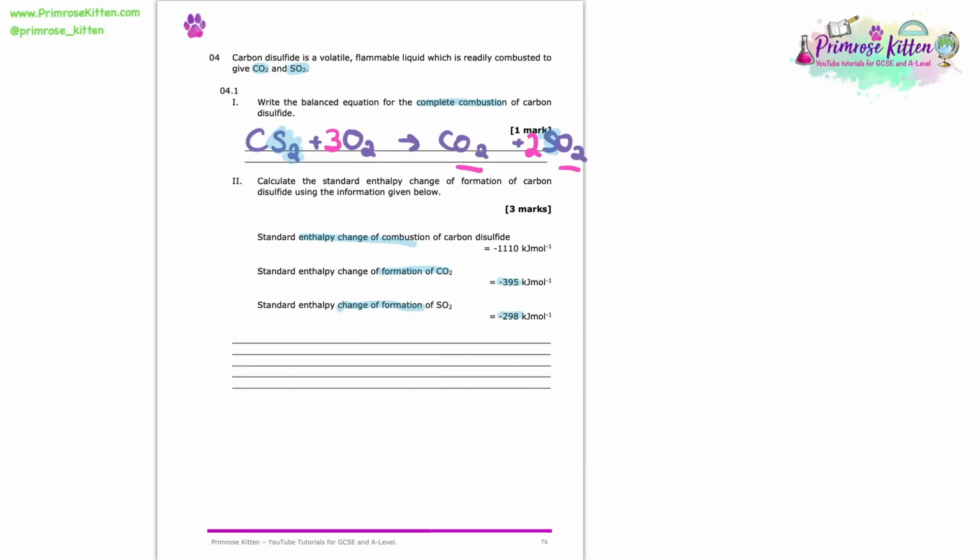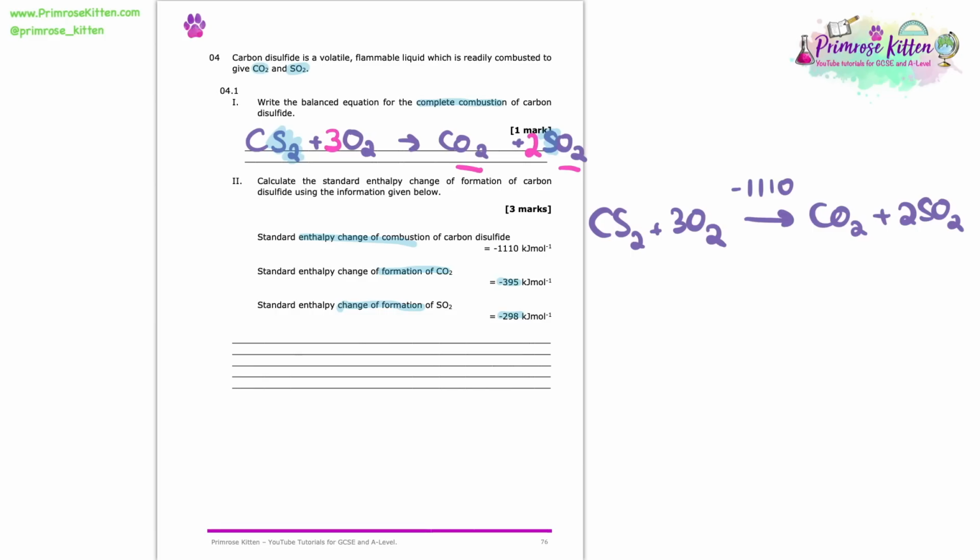So I here would probably use the first part of this question as a little bit of a hint as my starting point. So I'm going to write down that balanced equation that we just found up here. And above the arrow, I'm going to write the enthalpy change of combustion of this carbon disulfide. So minus 1,110 kilojoules per mole is the enthalpy change of this combustion reaction that we have here.